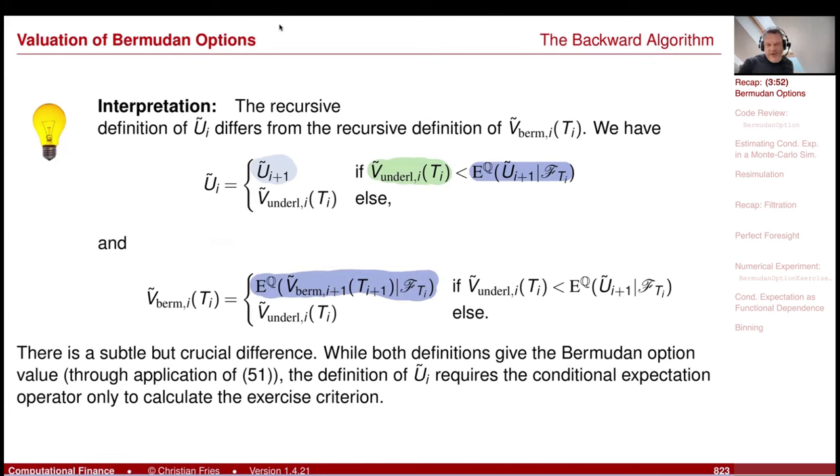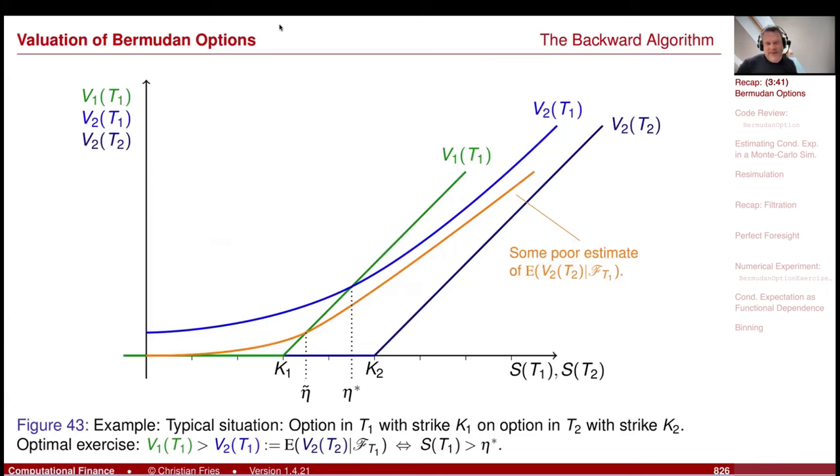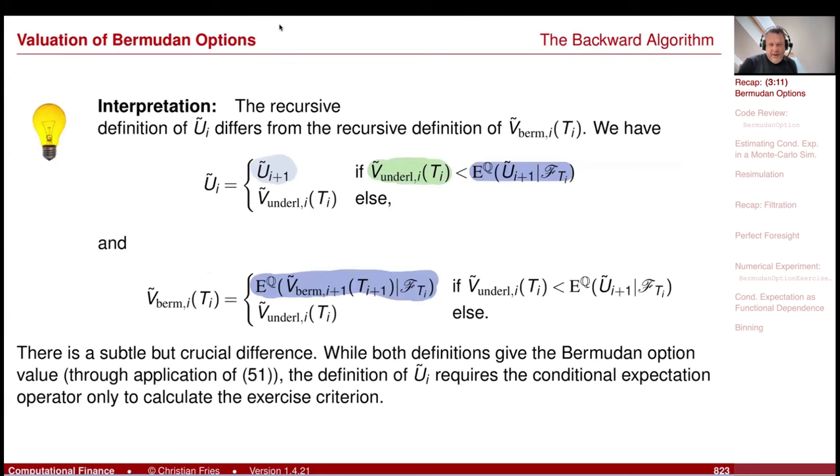And we also had a small picture that illustrated the improvement that we achieved by removing the conditional expectation from here. This was our figure. So the comparison is that this blue line here is the true conditional expectation, and this orange line here is maybe some poor estimate. So what happens if you only have a numerical method that has a poor estimate for the conditional expectation operator? In the first version, we just have this poor estimate, our mistake, in the decision. In the second version, we also have it in the value that we will use.